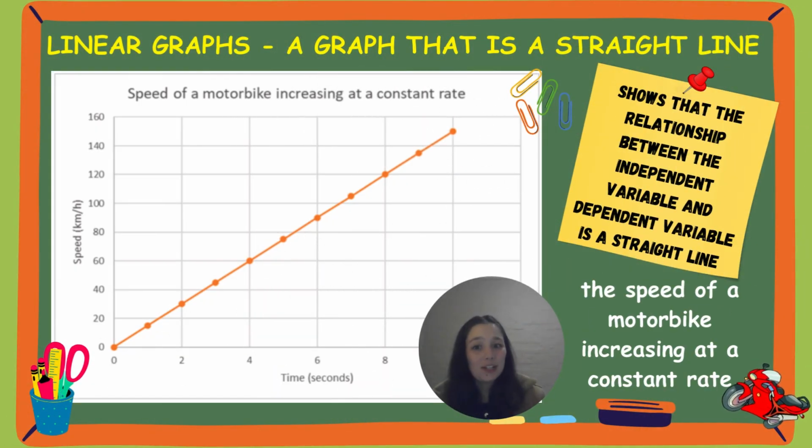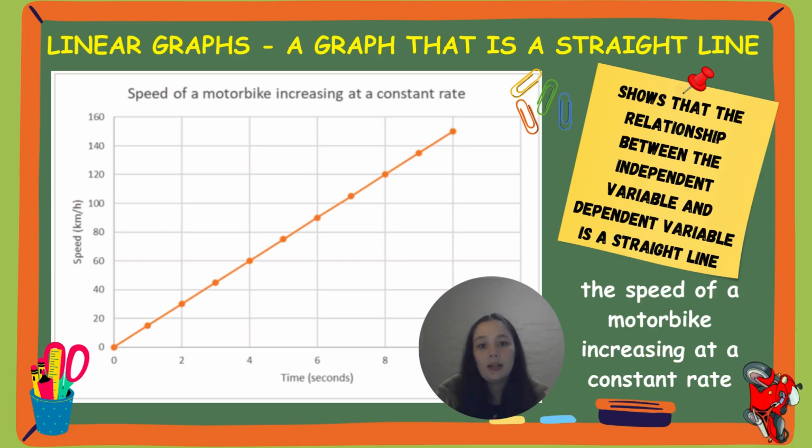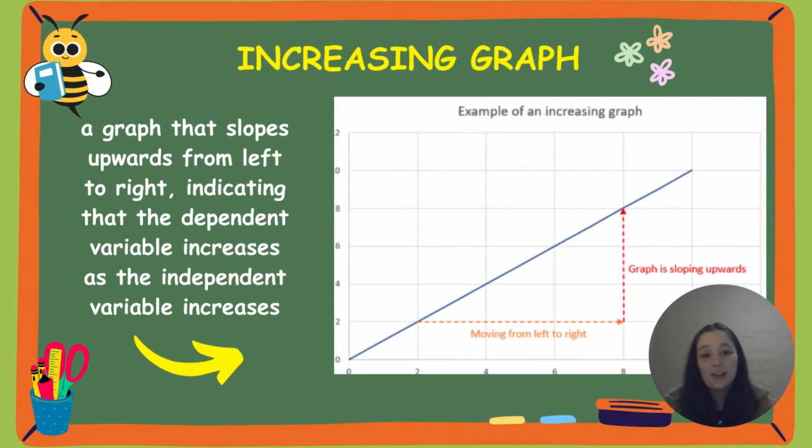Okay, so as mentioned, in grade 7, we need to look at linear graphs. So what is a linear graph? It's a graph that is in a straight line. As simple as that. It shows the relationship between the independent variable and the dependent variable, that it is in a straight line. So in this example, it would be the speed of the motorcycle increasing in constant time. There are a few different linear graphs.